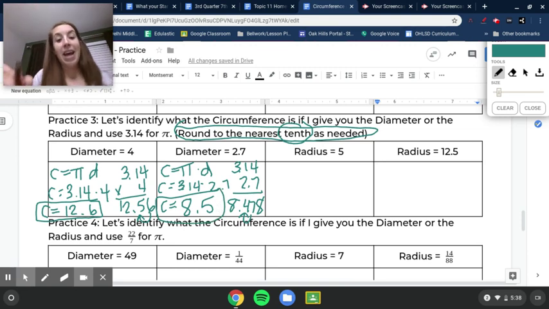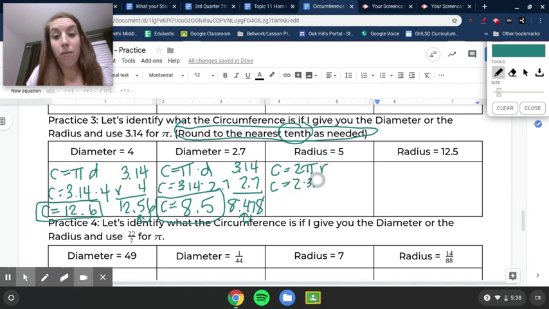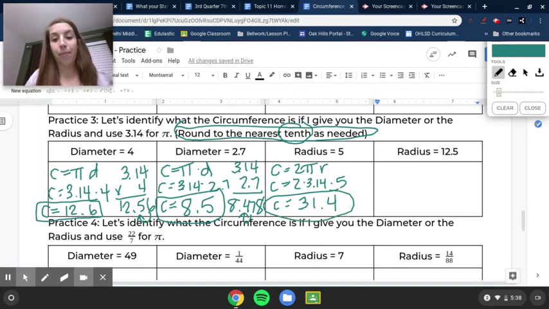All right. Next one, they gave you the radius. So that's why I'm going to change my formula to the one that has the radius in it. C equals 2 pi r. So C is equal to 2 times 3.14 times 5. If you put that in your calculator, you're then going to get your answer of 31.4. It's already in the tenths place, so you don't have to round anything.